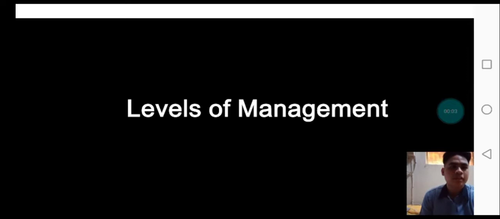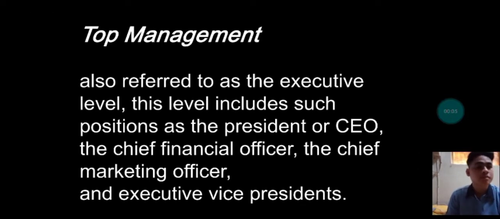Levels of management. There are 3 levels of management, and number 1, or the top, is the top management. This is referred to as the executive level, like the CEO and the chief financial officer. They are the leading officers in a company, so they are the highest of all.